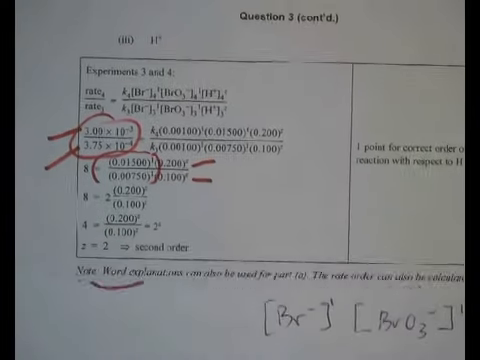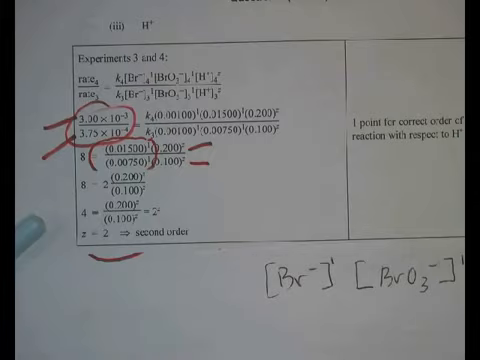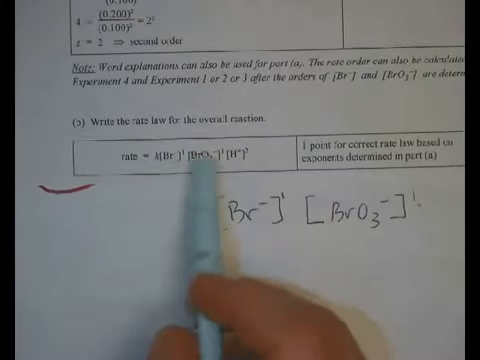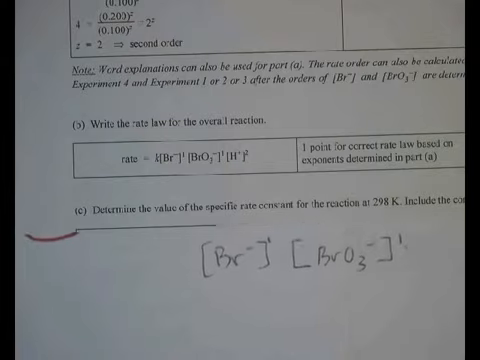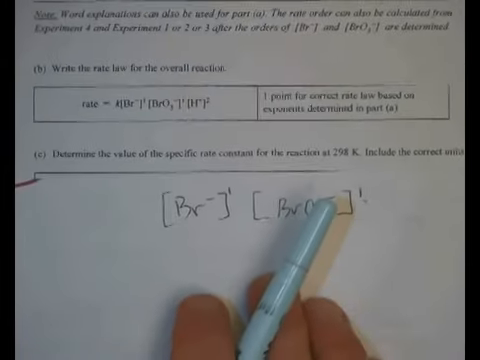So you end up with 4 equaling, when you do the other division for the H plus, 2 to some power. So guessing and checking, 2 squared is equal to 4, so H plus must be second order. Right, the overall reaction order rate law then, you can see that it would be Br minus to the first power, BrO3 minus to the first power, and H plus to the second power.